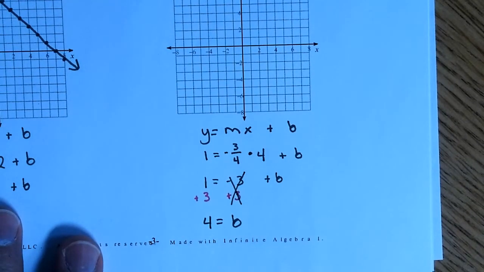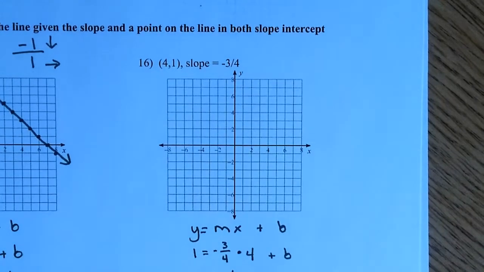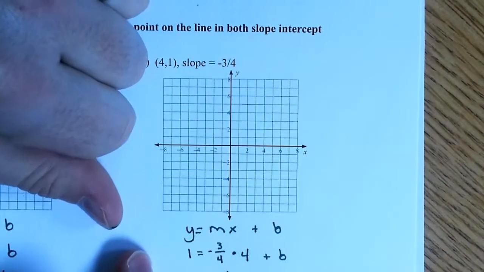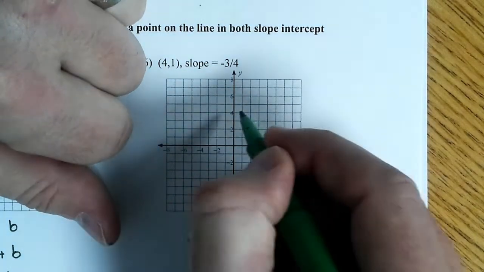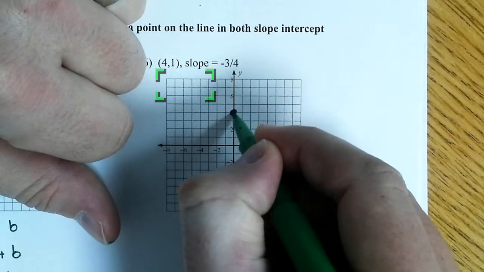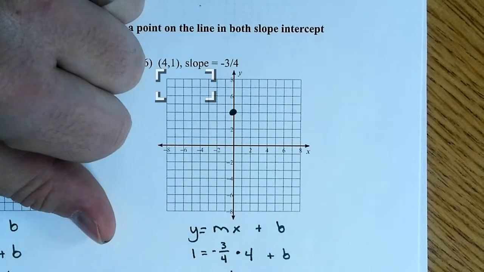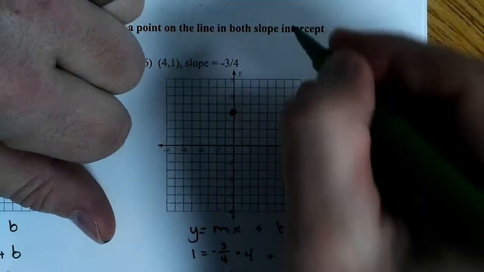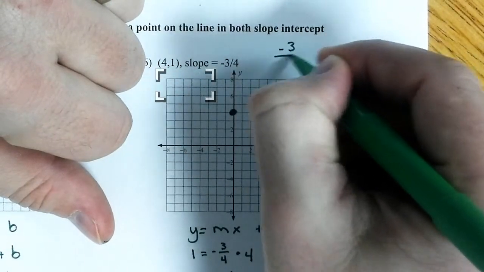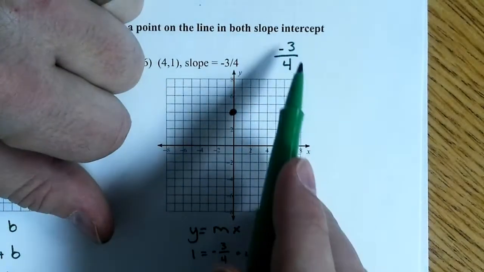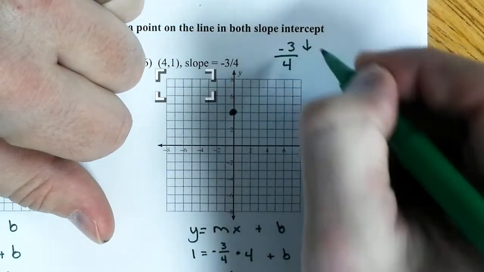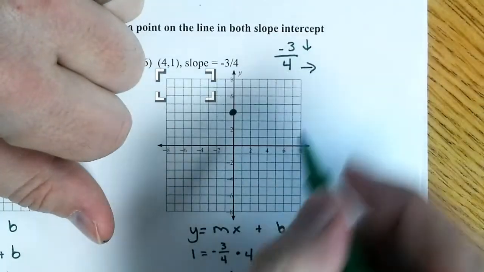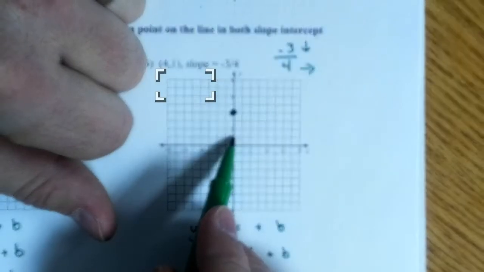All right, so now that we know that b equals 4, let's go ahead and go up here. Where do I start my graph at? 4, because b equals 4, right? Good job. Now what is my slope? It's negative 3 over 4. Which way is that negative 3 going to work? Down, and then 4 goes to the right. So I'm going to go down 3 and right 4.